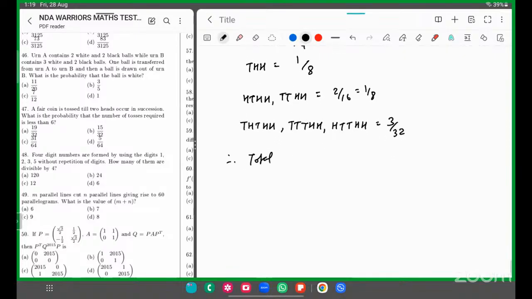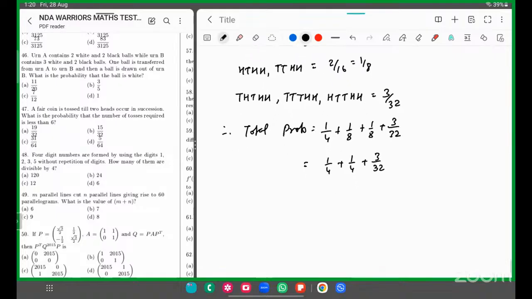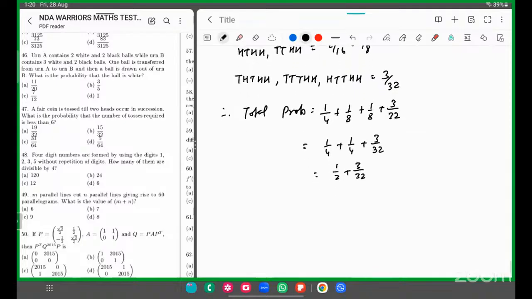Therefore, total probability will be equal to 1/4 plus 1/8 plus 1/8 plus 3/32. Let's make it a bit easier: 1/4 plus 1/8 plus 1/8 is 1/2, plus 3/32. So 1/2 plus 3/32, 16 plus 3, that is 19/32.